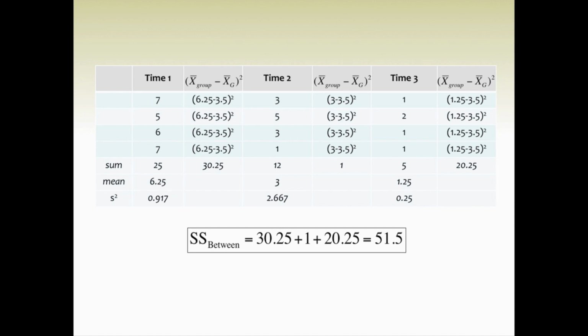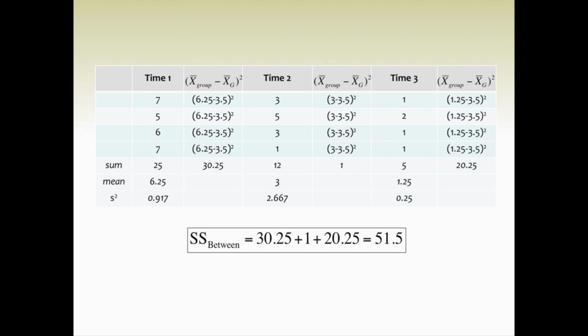The other way to get that 3.5, by the way, is to just take the average of all 12 values here. So 7, 5, 6, and 7 were the time 1 values, 3, 5, 3, and 1 were the time 2 values, and 1, 2, 1, 1 were the time 3 values. This is similar to before. The only difference is that each row here represents a person. So the 7 for time 1 corresponds to the 3 for time 2. That's the same person, and so on.